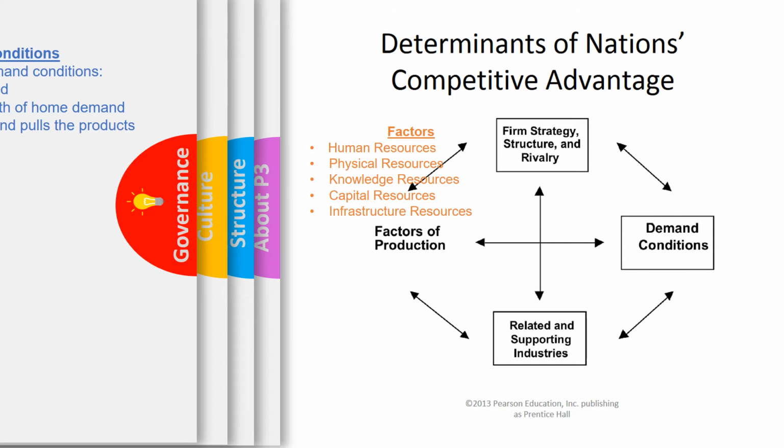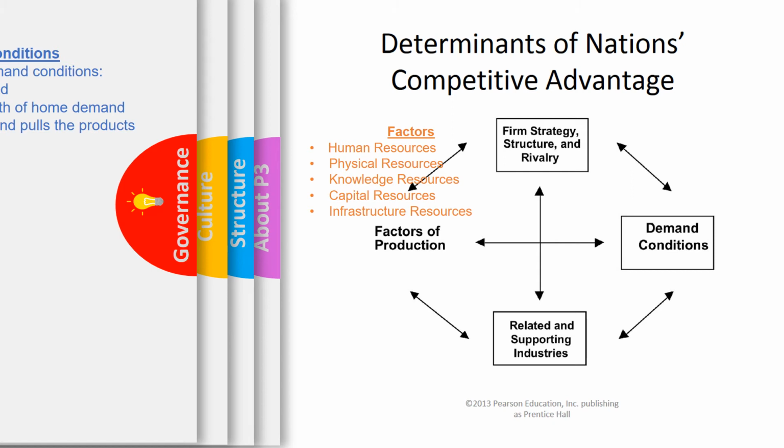Factor conditions refer to the different types of resources that may or may not be present within a nation. Resources include human resources, capital resources, natural resources, infrastructure, that kind of thing. To understand the role of factor conditions, we need to make a distinction between basic and advanced factor conditions. Basic factor conditions include things like natural resources and unskilled labour, whereas advanced factor conditions include things like skilled labour, specialist knowledge, and specialist capital.